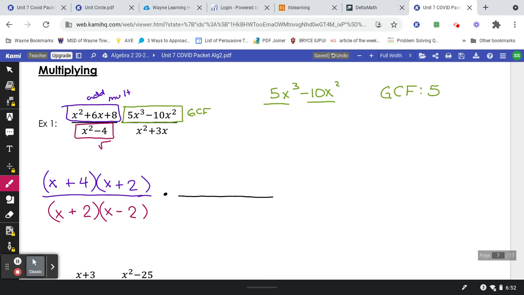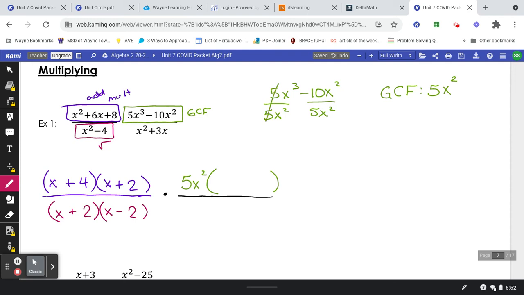And then the smaller of the two exponents, x to the third or x squared, that would be x squared. So I'm going to take 5x squared out of each of them. I'll go ahead and write my answer down here. So whatever is left when I divide will go in the parentheses.